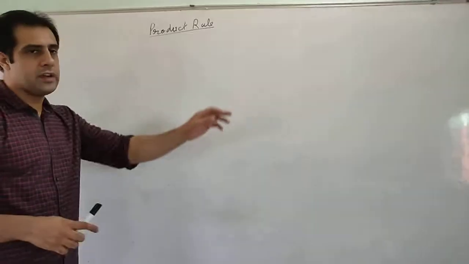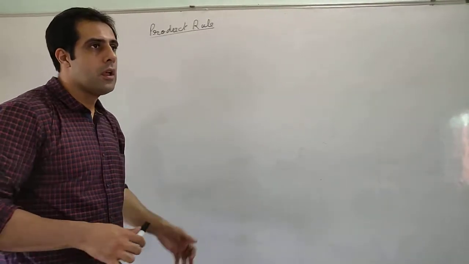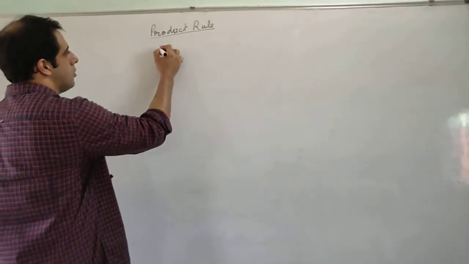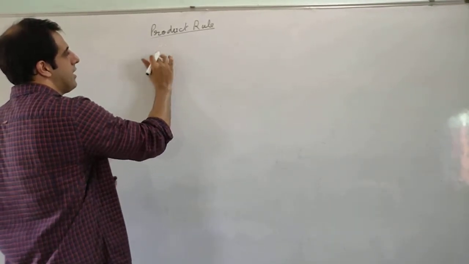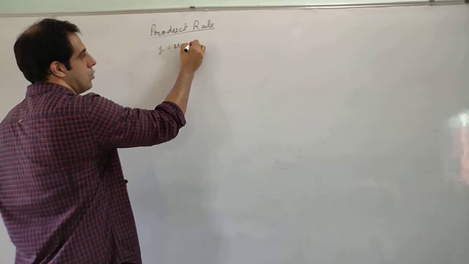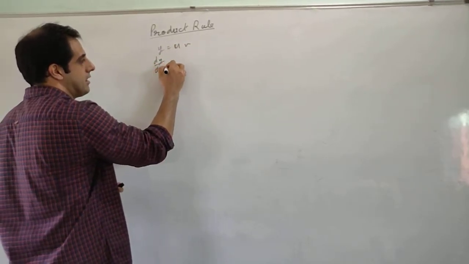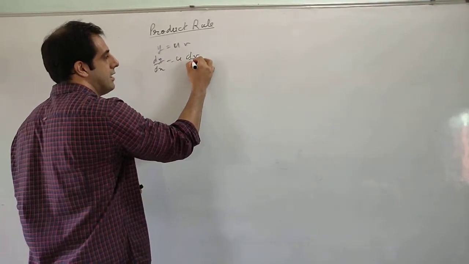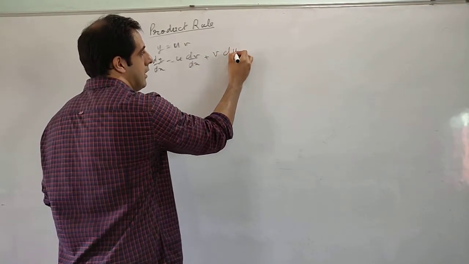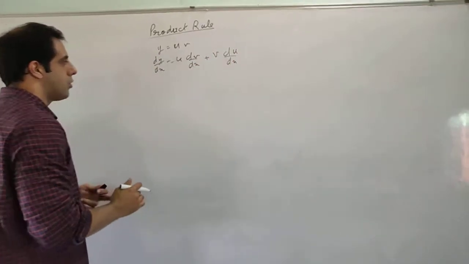So in the last video we did a few examples on product rule. Okay, what was the product rule? If y equals uv, then dy by dx will be equal to u dv by dx plus v du by dx. This was our product rule.